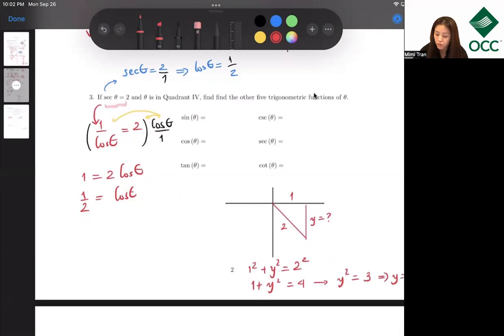Y equals root 3 or negative root 3? Negative, because we're in the fourth quadrant. So y is negative root 3. All right, you have x, y, and r. You can go ahead and fill out those six trigonometric functions.